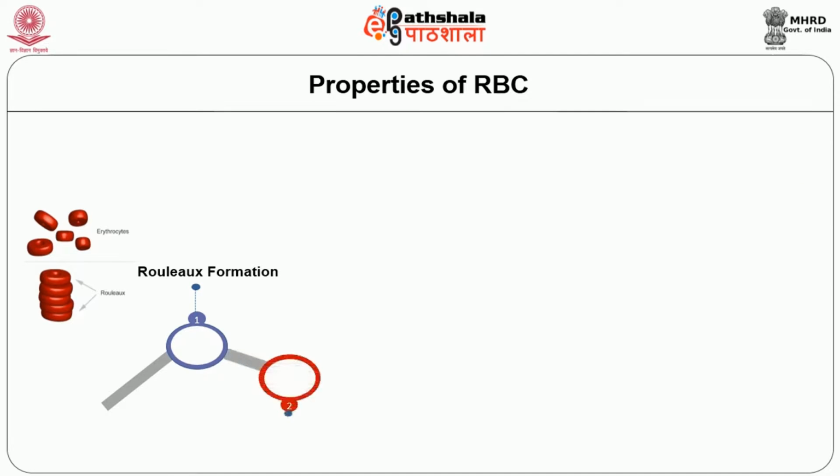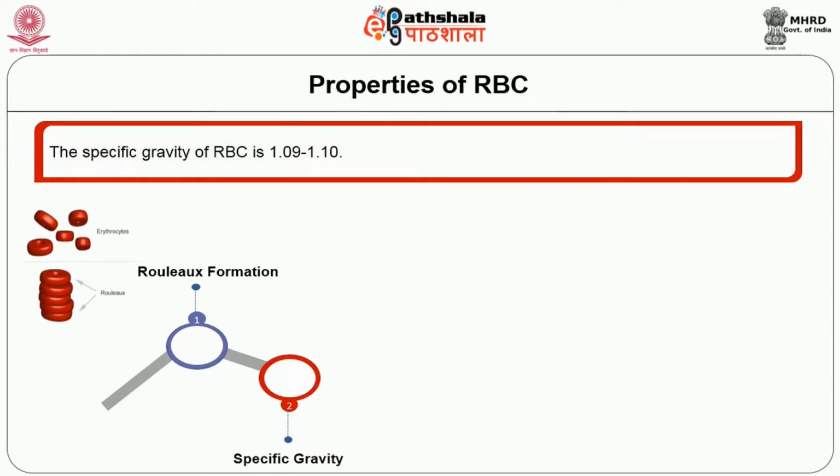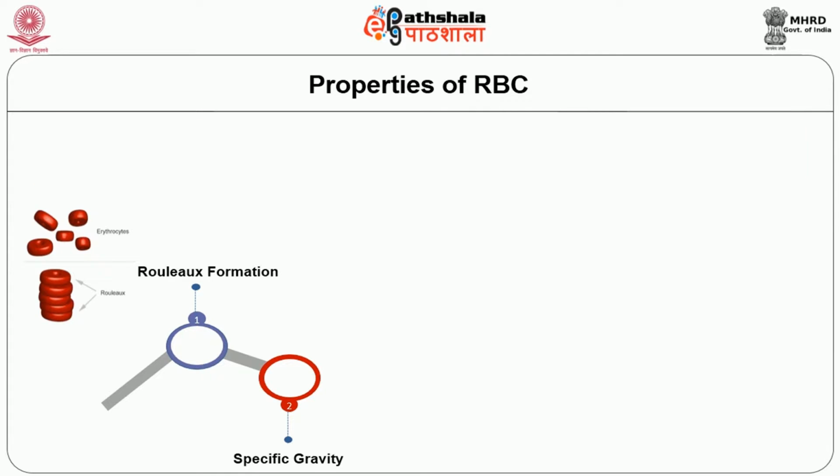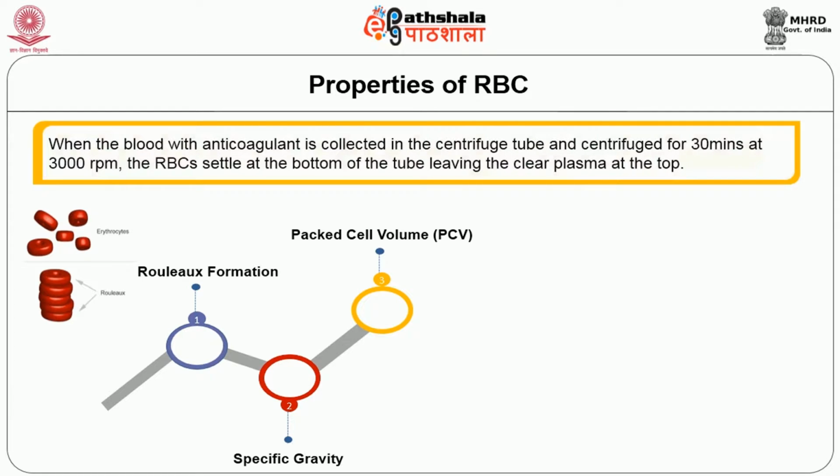The second property is the specific gravity. The specific gravity of RBC is 1.09 to 1.10. The third property is the packed cell volume, abbreviated PCV. When the blood with the anticoagulant is collected in a centrifuge tube and centrifuged for about 30 minutes at 3000 rpm, the RBCs settle at the bottom of the tube, leaving the clear plasma at the top. The RBCs form 45% of the total blood. This is called the packed cell volume or hematocrit.